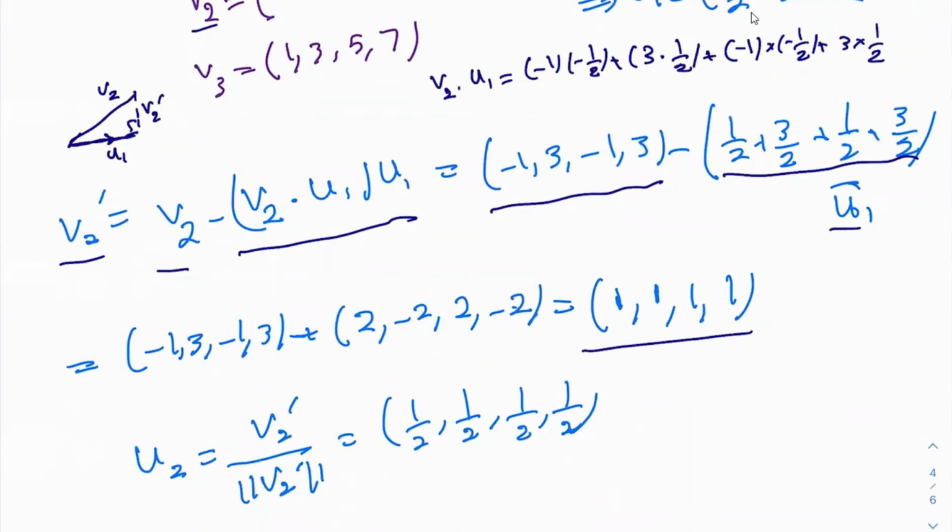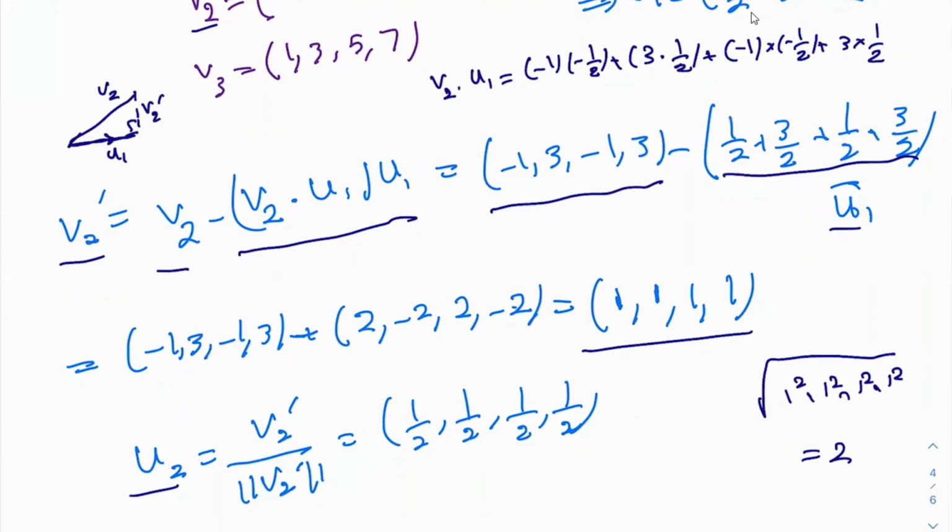But remember, V2 prime doesn't have to have a unit norm, and it doesn't have a unit norm. So we let U2 be the normalized version of V2 prime. That is V2 prime divided by the norm of V2 prime, which is 1 square plus 1 square plus 1 square plus 1 square under the root, equal to 2. So we get U2 equal to 1/2, 1/2, 1/2, and 1/2.